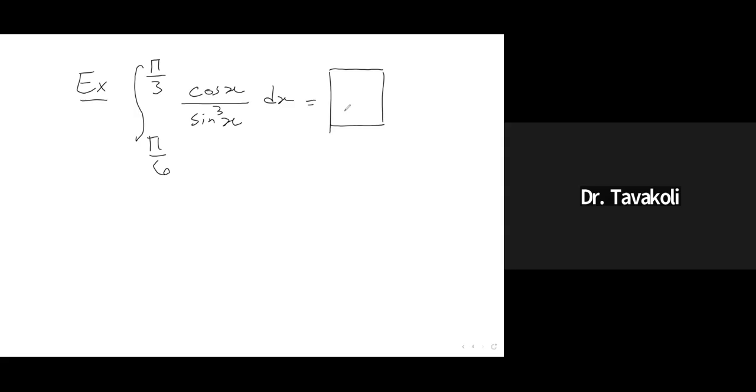What substitution do you suggest? What do you think is the best way to simplify this integral using a good substitution? Keep in mind that the derivative of sine is cosine. And I see that at the bottom I have sine cubed, and on the top there is one cosine. So a very good substitution here is going to be u equals sine x.